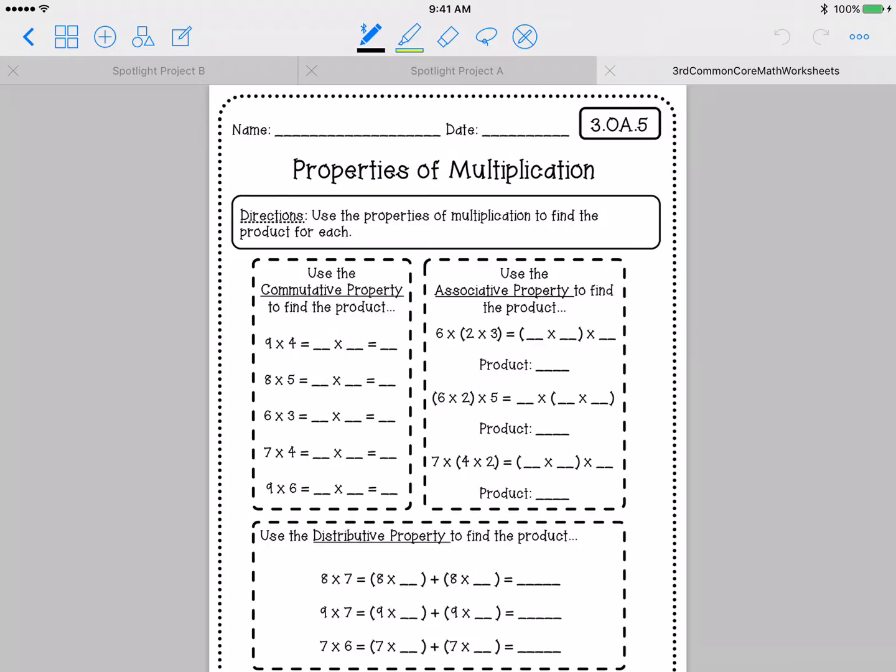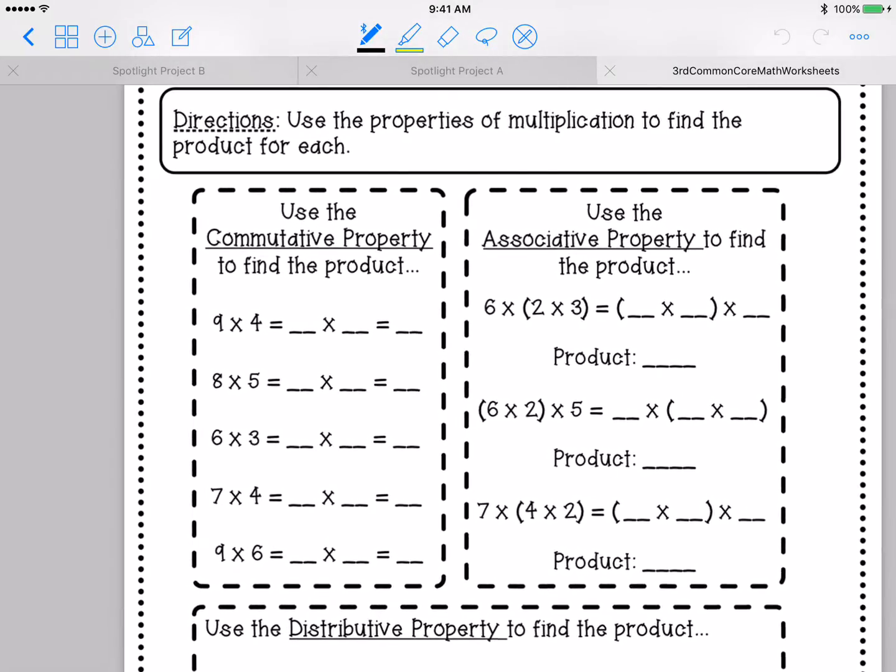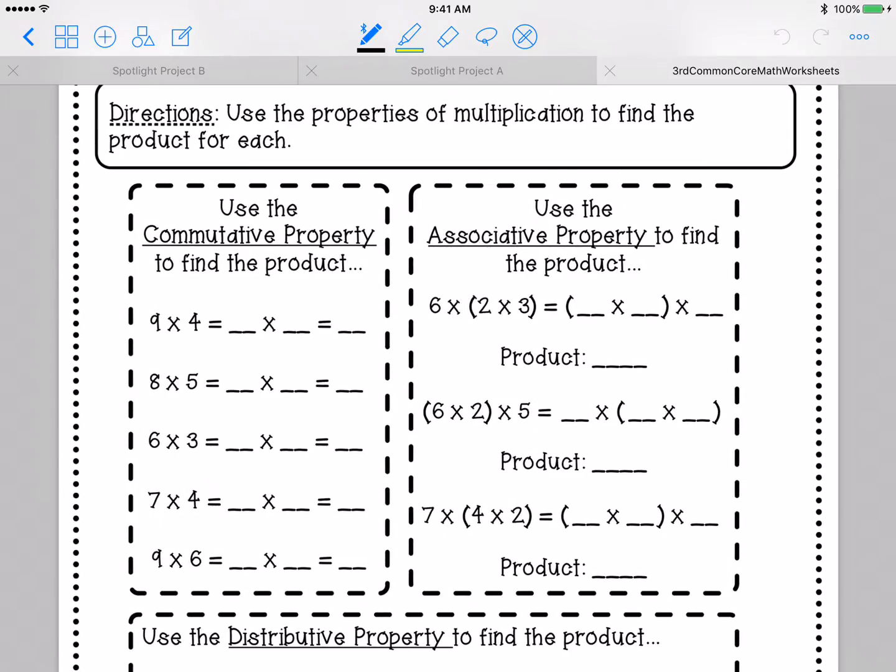Properties of multiplication. The directions say use the properties of multiplication to find the product for each. So remember, the commutative property, we talked about that. All you have to do is flip the factors. So 9 times 4 is equal to 4 times 9, and that is equal to what? I'm going to use my finger trick. 9 times 4 is equal to 36.